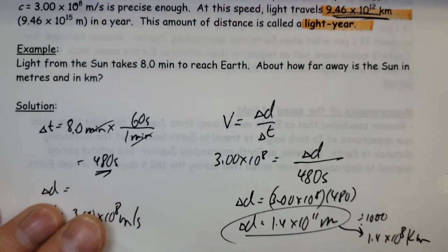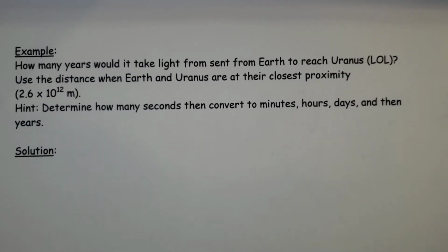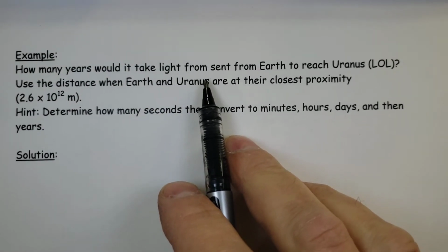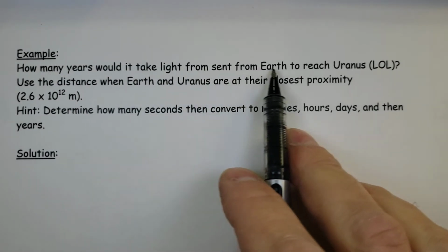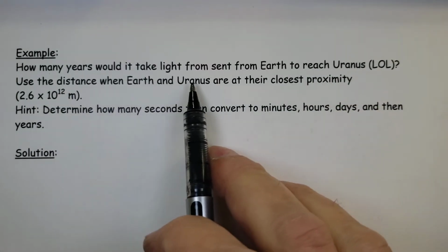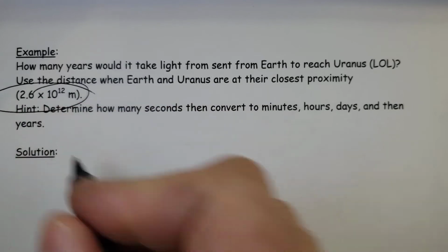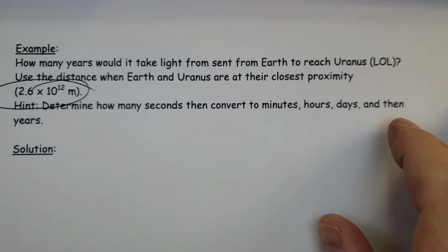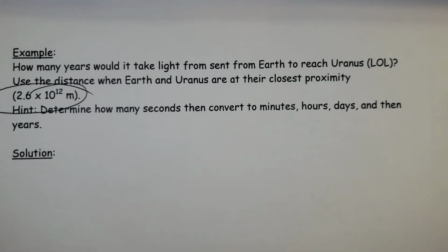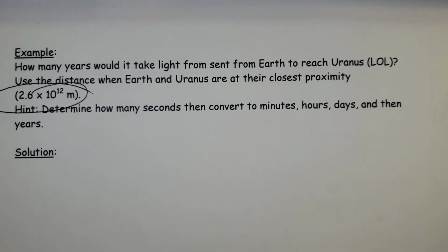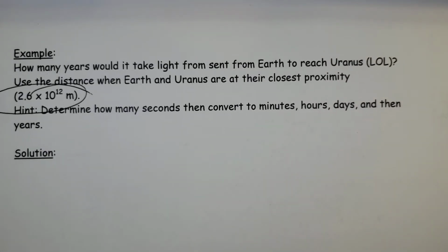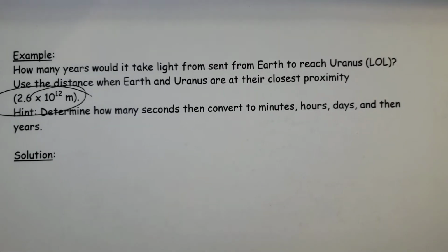All right, let's look at the last question. How many years would it take light from Earth to reach Uranus? Use the distance when Earth and Uranus are at their closest proximity, 2.6 times 10 to the 12. First of all, we're going to figure out how many seconds there are, then convert it into minutes, hours, days, and then years, if it makes sense. Try to get a grasp of how long it takes.